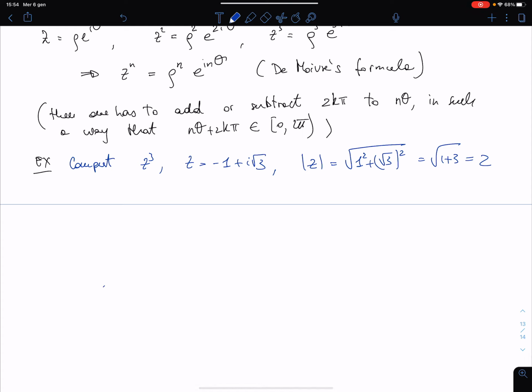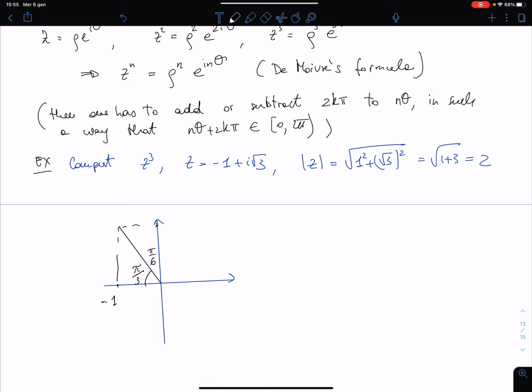And now the argument is to be understood with some attention, and here z is minus 1 on the x-axis and plus i square root of 3, so it is something like here, and so this is minus 1, and here you see that this is pi over 3, and this is pi over 6.